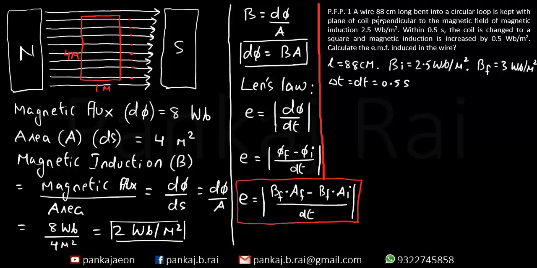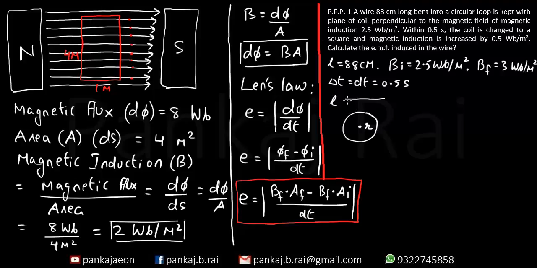Now let us concentrate. We have that the length of the wire is 88 centimeter, and now that wire is completely converted into a circle. Initially it was a straight wire of length L, now it is converted to a circle and I have to find the area of the circle. To find the area of the circle I require the radius. So what is the relation between the length of the wire and the radius when it is converted to a circle?